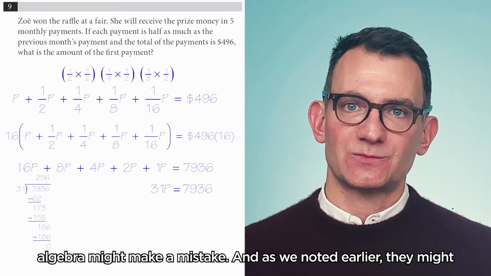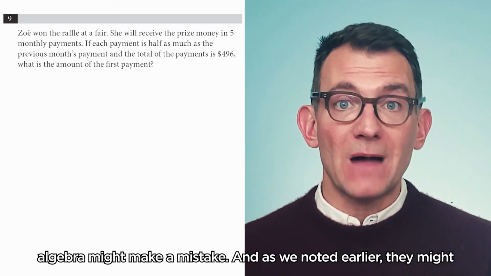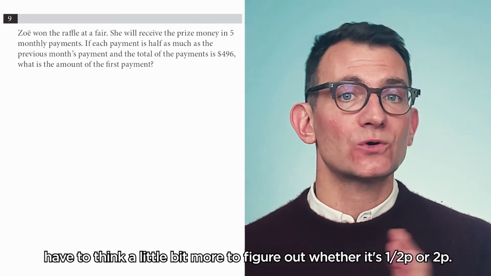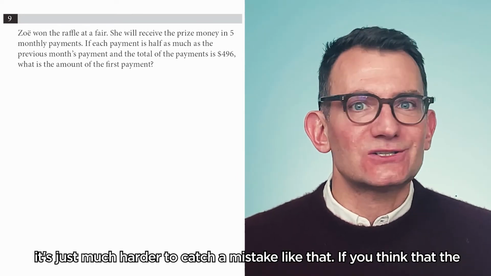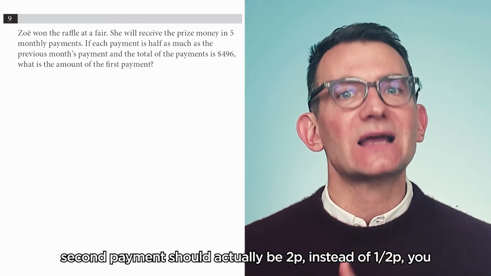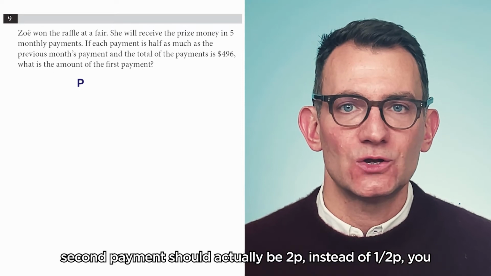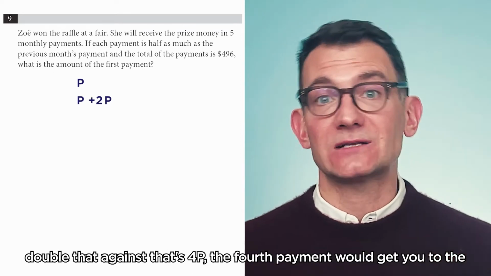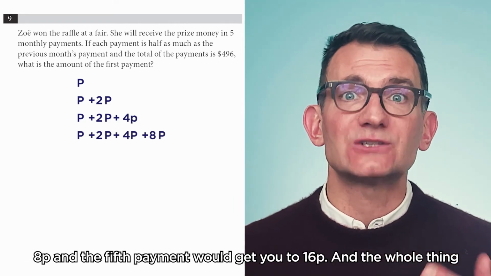But someone using algebra might make a mistake. And as we had noted earlier, they might have to think a little bit more to figure out whether it's half p or 2p. And what if they made that mistake? Because without real numbers, it's just much harder to catch a mistake like that. If you think that the second payment should actually be 2p instead of half p, you would make the second payment 2p. The third payment would be double that again, so that's 4p. The fourth payment would get you to 8p, and the fifth payment would get you to 16p.